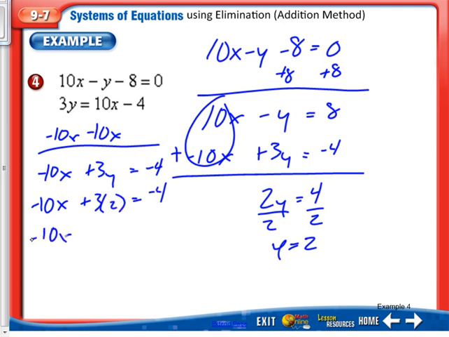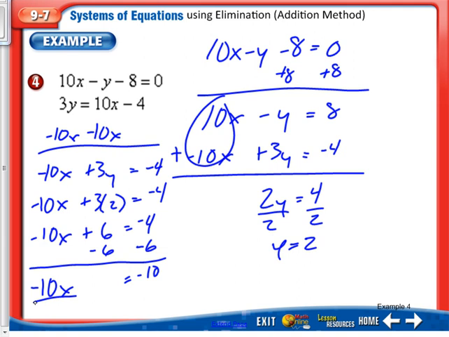So negative 10x plus 6 is equal to negative 4. Subtract the 6 on both sides. And we get negative 10x is equal to negative 10. Divide by your negative 10. And we're going to be left with x is equal to 1. So our solution would be 1, 2. Again, that's the point where these two lines are going to intersect.